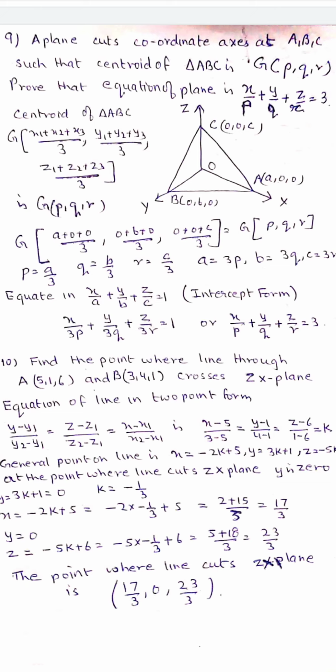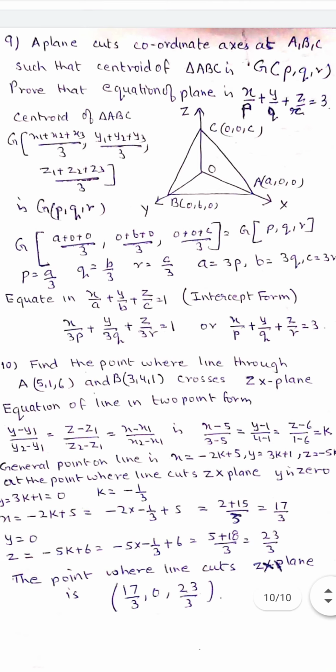The coordinates of point A will be (a, 0, 0), B will be (0, b, 0), C will be (0, 0, c). What will be the centroid? Using the formula (x1 plus x2 plus x3) upon 3, (y1 plus y2 plus y3) upon 3, (z1 plus z2 plus z3) upon 3, it is (a plus 0 plus 0) upon 3, (0 plus b plus 0) upon 3, (0 plus 0 plus c) upon 3, which is equal to G(p, q, r). So p is equal to a by 3, q is equal to b by 3, r is equal to c by 3; a is 3p, b is 3q, c is 3r.